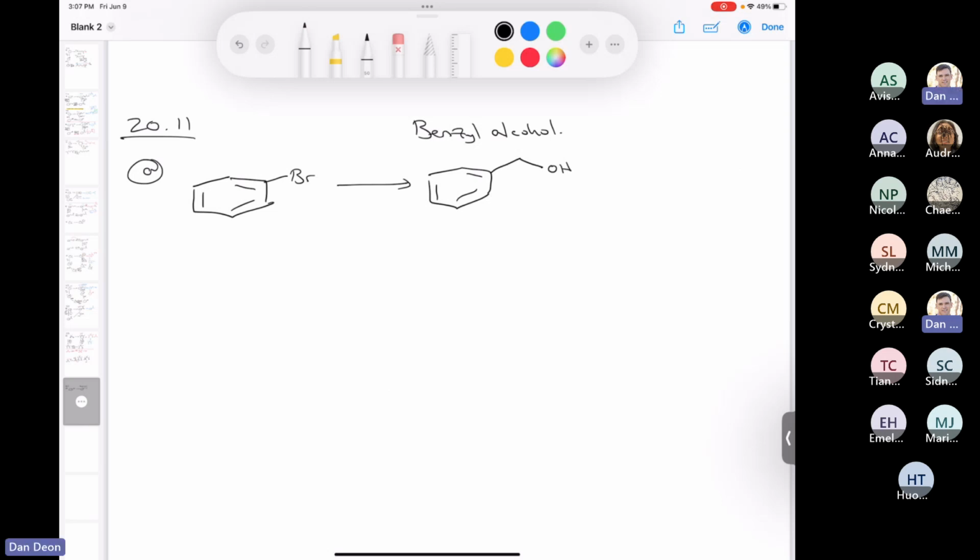So we're adding one carbon, right? We're starting out with 6 carbons and we're ending up with 7 carbons. Did anybody come up with a strategy for this one? Has anybody looked at this one at all? There's a couple of things that you could do here.